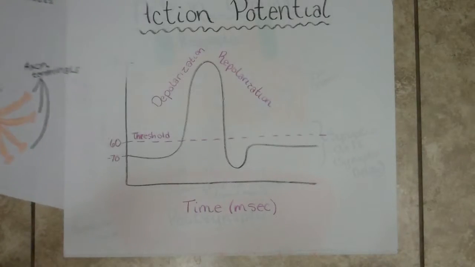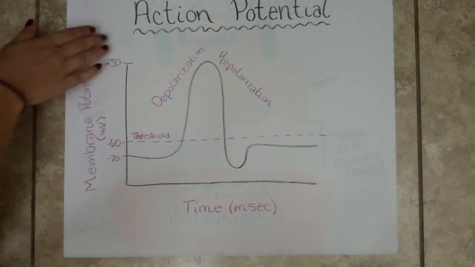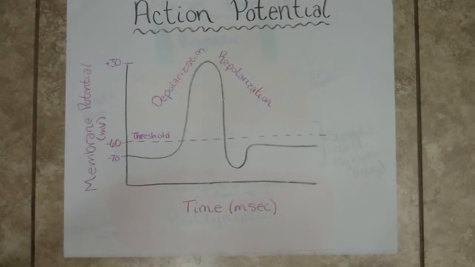To better understand the way an impulse moves through a neuron, we must first understand action potential. A resting neuron has intracellular fluid which is higher in potassium ions, making it negative, a negative 70 millivolts, while the extracellular fluid is positive due to a higher concentration in sodium.